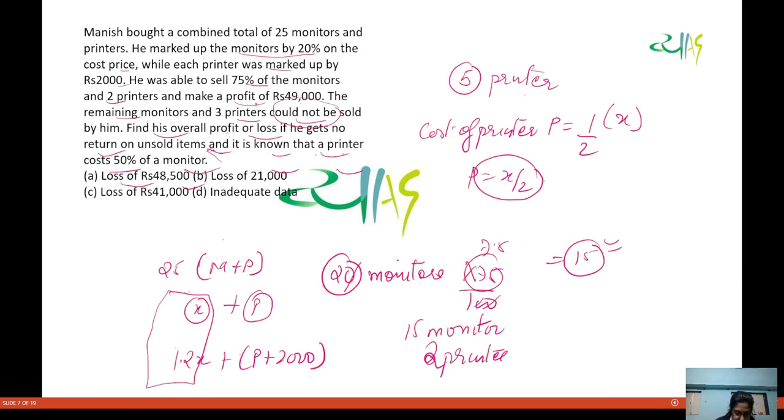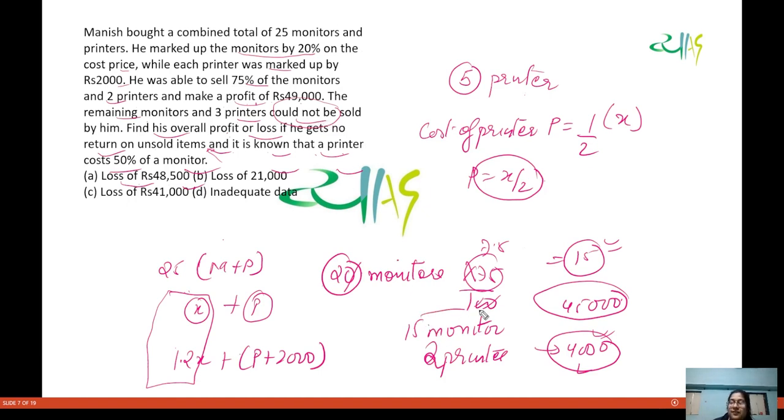Then it is saying that each printer was marked up by 2,000. So basically he is getting 4,000 profit on printers because he is selling two printers, each marked up by 2,000 rupees. So he is earning 4,000 on printers. That means 45,000 he is earning on monitors.